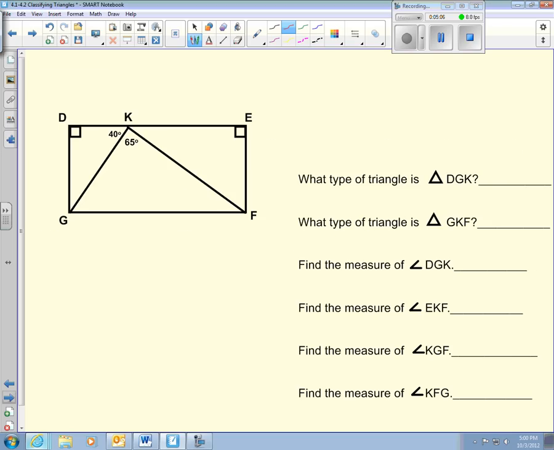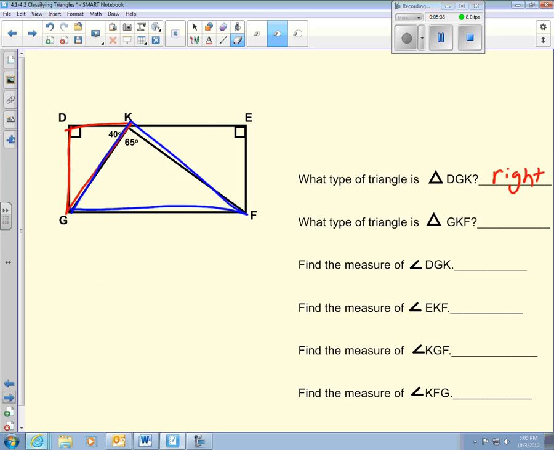All right, let's put some of this knowledge to use here and do some measurements and some labeling. So what type of triangle is DGK? I notice right away I have that right angle in there, so this is going to be a right triangle. All right, I want you guys to classify what type of triangle GKF is. So I'll outline it for you, G, K, and F. So go ahead and I want you to classify that by its angle measures.